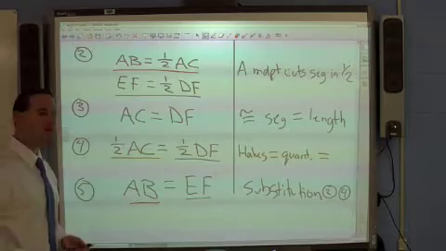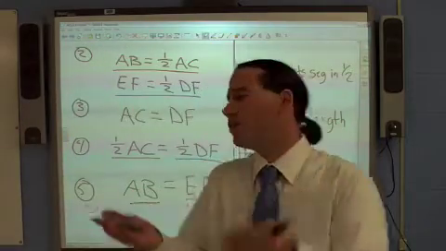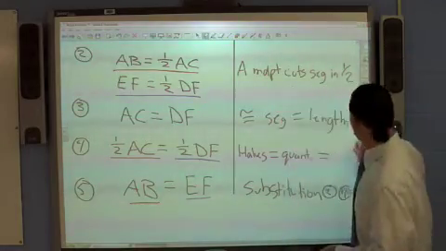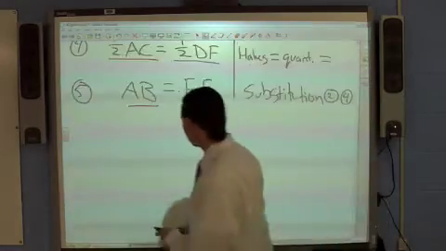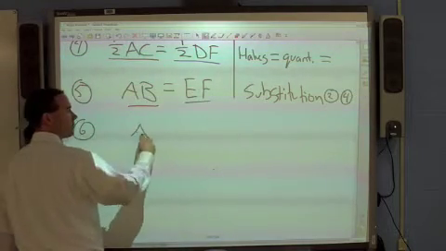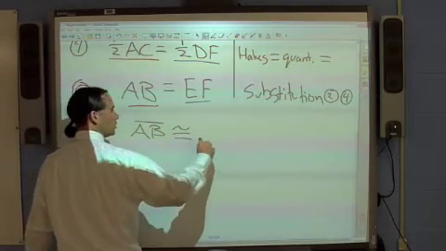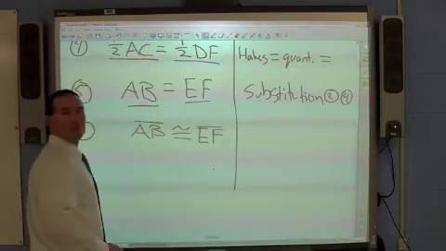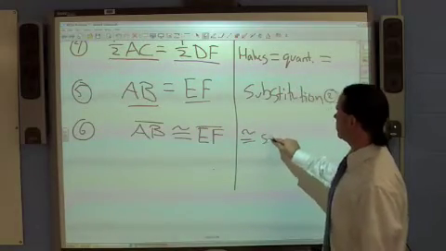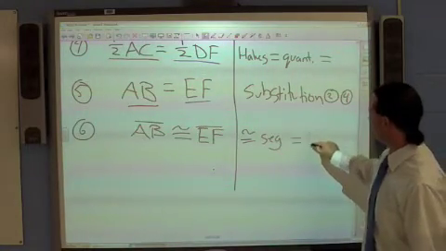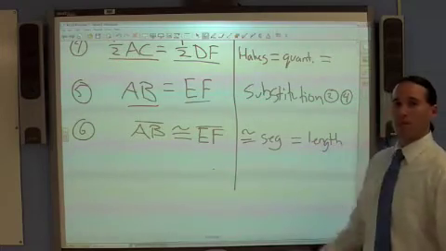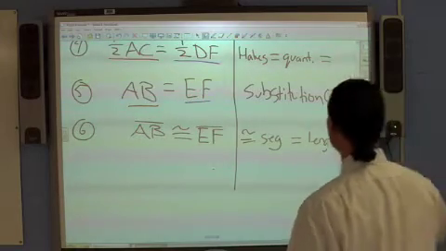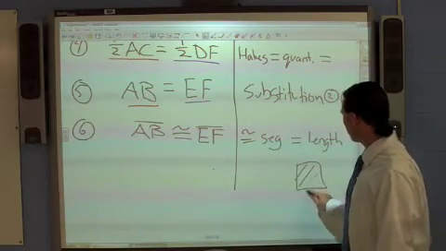Now we have the connection we need. AB is equal to EF. And of course, if AB is equal to EF, then it must be true that the segments are congruent, right? If AB equals EF, then for sure, segment AB is congruent to segment EF. What's my reason? This old chestnut. Congruent segments have equal length. That's just the definition of congruence. And we're done. Put a proof box. That's what we were looking for.